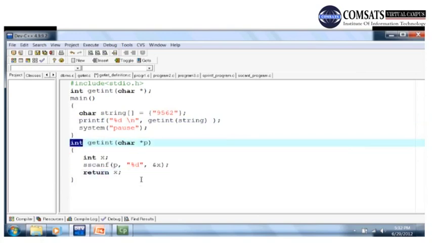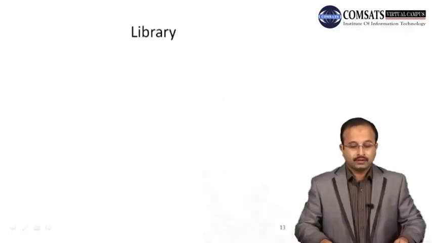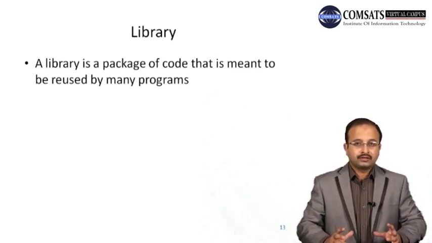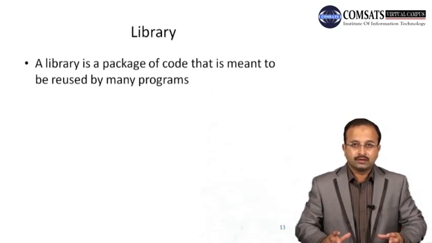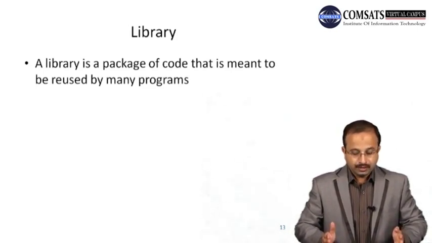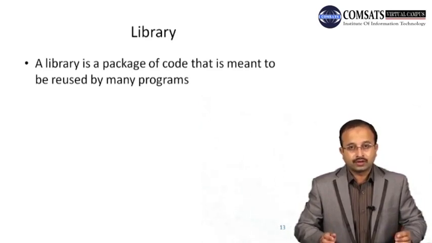That is an integer variable, right? Now let's see what is a library. A library is a package of code that is meant to be reused by many programmers. So we have a set of code that can be reused by one programmer, or your friend can use that code in his program as well. So that is a set of code and you can use the functionality of that code in your program.